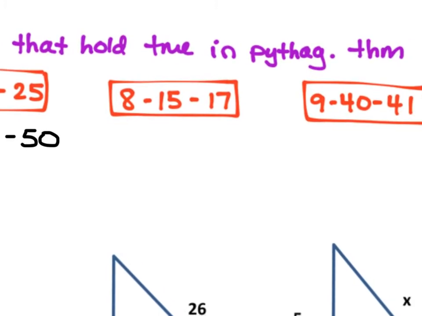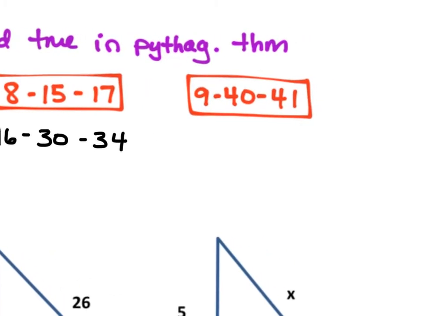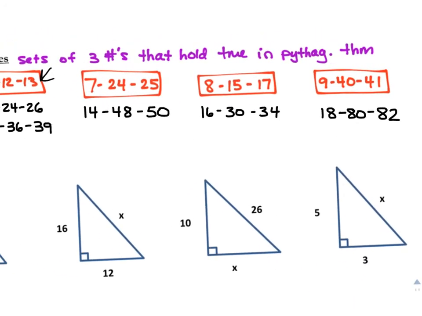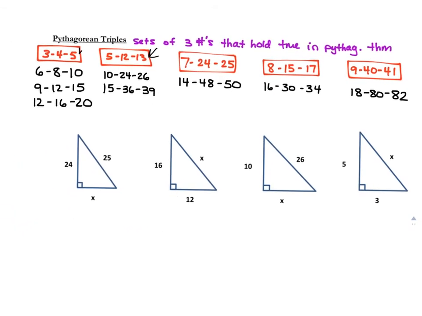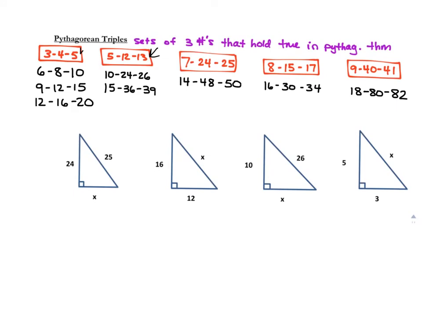Okay, so multiply by 2, 16, 30, 34. And one more. 18, 80, 82. So all I'm saying, guys, with these is that not only do the triples hold true, but the multiples of the triples hold true. Okay, so now let's actually apply this into our triangles.